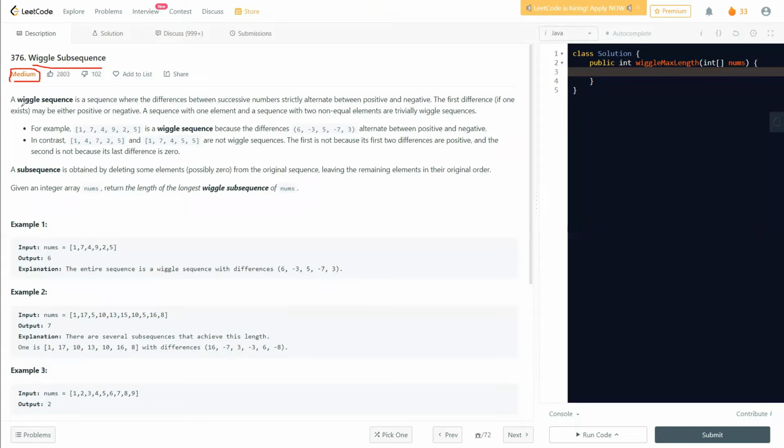So let's begin. The question says a Wiggle sequence is a sequence where the differences between successive numbers strictly alternate between positive and negative. The first difference, if one exists, may be either positive or negative. A sequence of one element or a sequence of two non-equal elements is trivially a Wiggle sequence. Okay, so that's the idea behind this question.